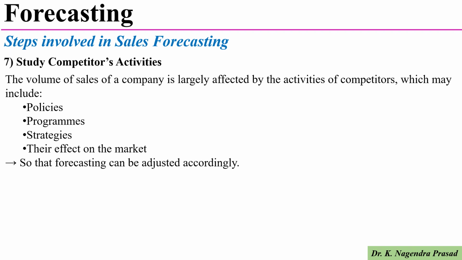And the next step is to study competitors' activities. The volume of sales of a company is largely affected by the activities of the competitors, which may include policies, programs, strategies, and their effect on the market, so that the forecasting can be adjusted based on the competitor activities.